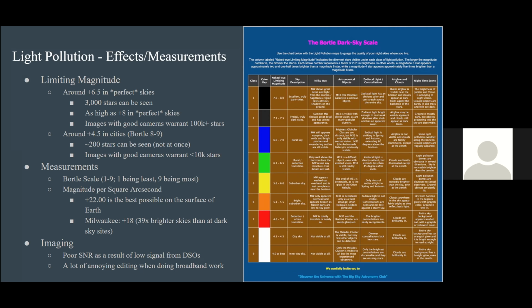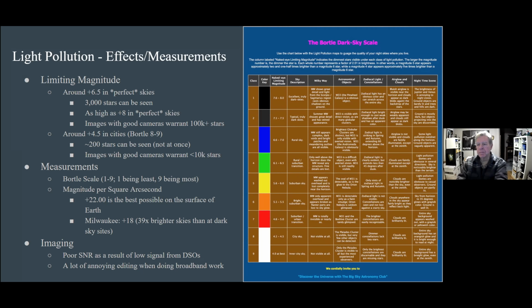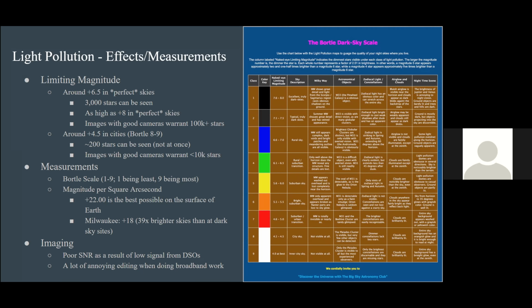Even in Milwaukee, can't see that many stars. I can probably only see maybe, if I'm lucky, 100 stars in my own night sky. And I live in a suburb, so that's pretty unfortunate. And even images with good cameras only warrant around 10,000 stars. Now, this excludes some regions of the night sky, of course. Like in the Cygnus region, I have gotten 20,000 before, but I had to use the highest sensitivity possible on Deep Sky Stacker to get that.